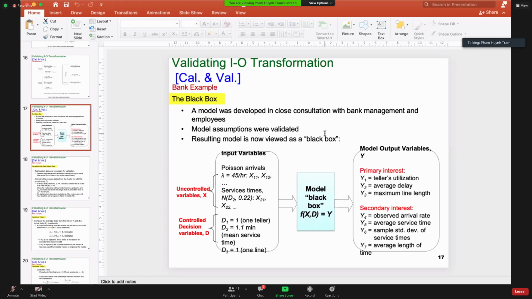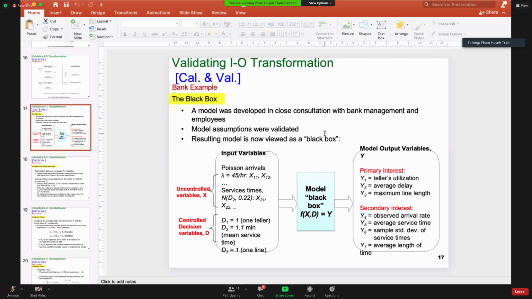Okay, so for the input, we have uncontrolled variables, like the ones we handle in input modeling. They are random, and we have to identify their probability distribution. And we also have controlled decision variables. Now, for the output, we may also have many outputs in the system. But when we do validation, you only choose the most important outputs, because the more outputs you want to validate, the more challenging. So just choose the key ones that are important to your simulation objective.